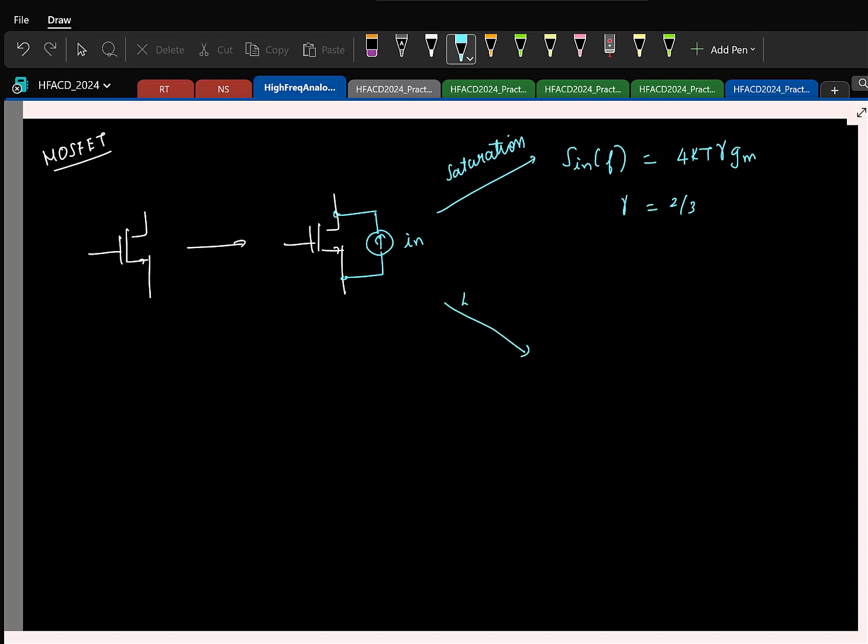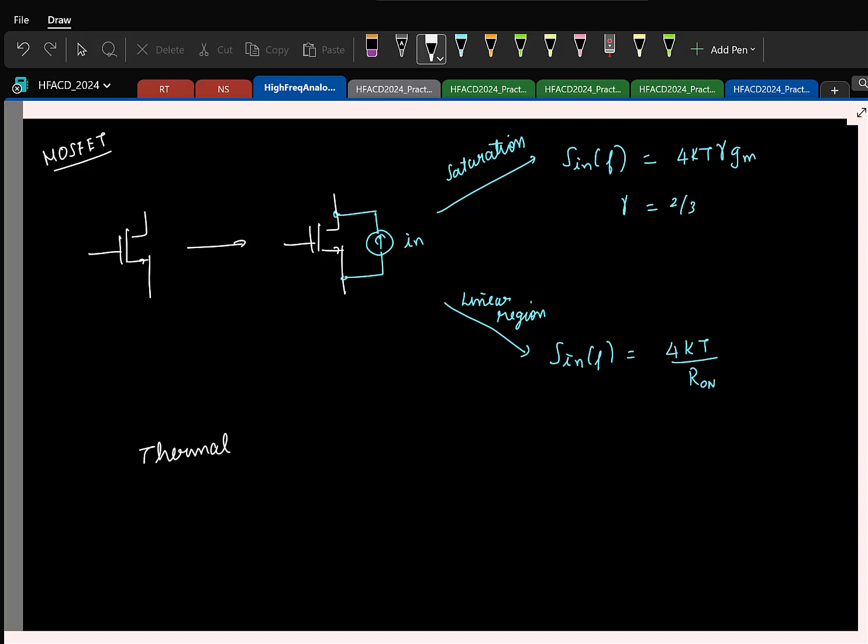Now the other case is where it's operating in the linear region. In the linear region, you know that the MOSFET operates like a resistor. So it's basically the same case as you have for a resistor. So the current power spectral density will be 4kT by the resistance. Whatever on-resistance the MOSFET has in the linear region, that is the PSD. So this is basically the thermal noise.